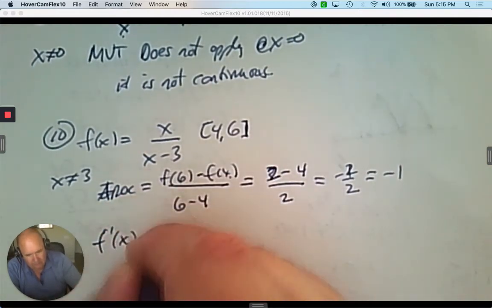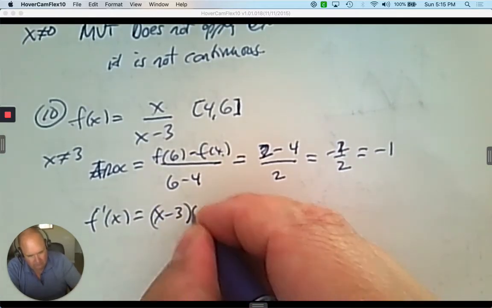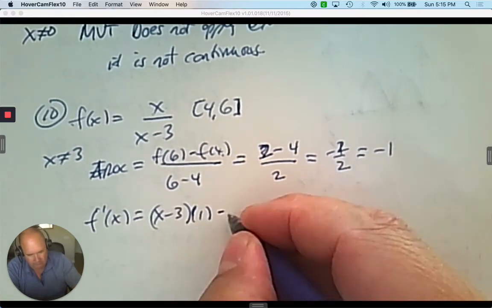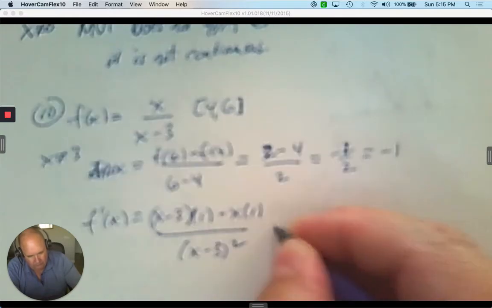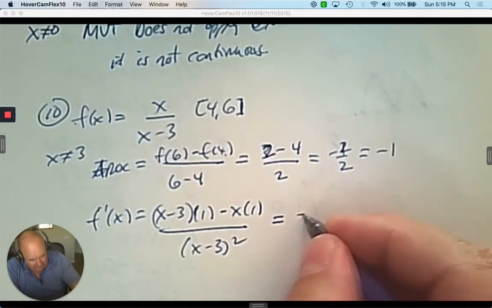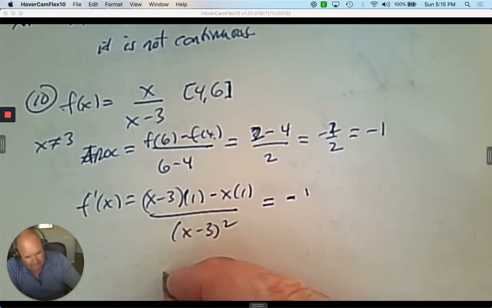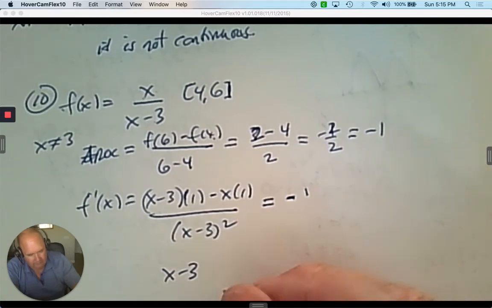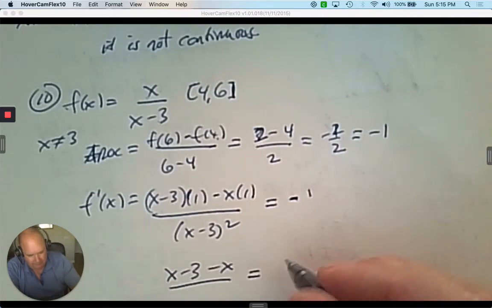And then take the derivative. If I take the derivative here, I need the quotient rule, which is the bottom times the derivative of the top, which I don't need, minus the top times the derivative of the bottom, and then the bottom squared. So there's the derivative. I'm going to make that equal to negative 1, and I'm going to solve it. So on this side, I have x times minus 3 times 1 minus x. I can totally simplify that. I'm going to multiply both sides by x minus 3 squared.